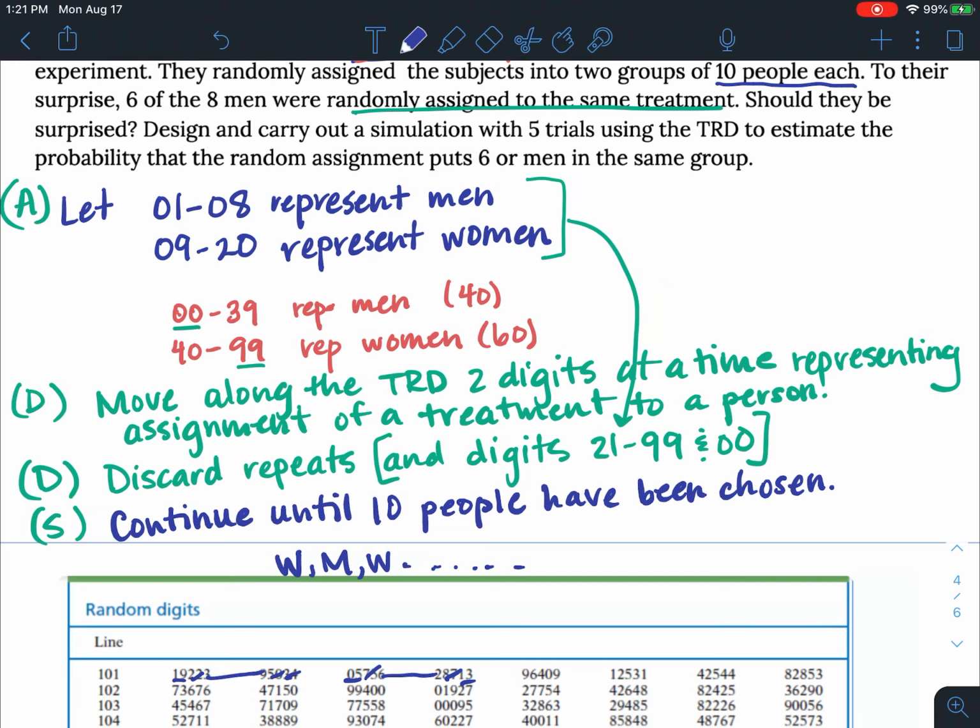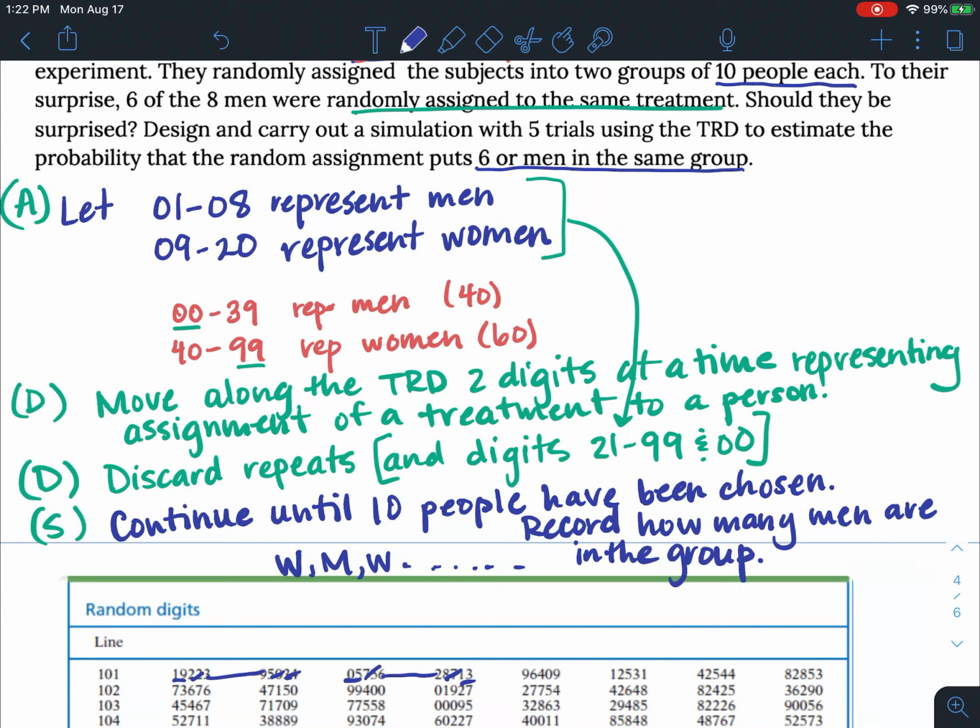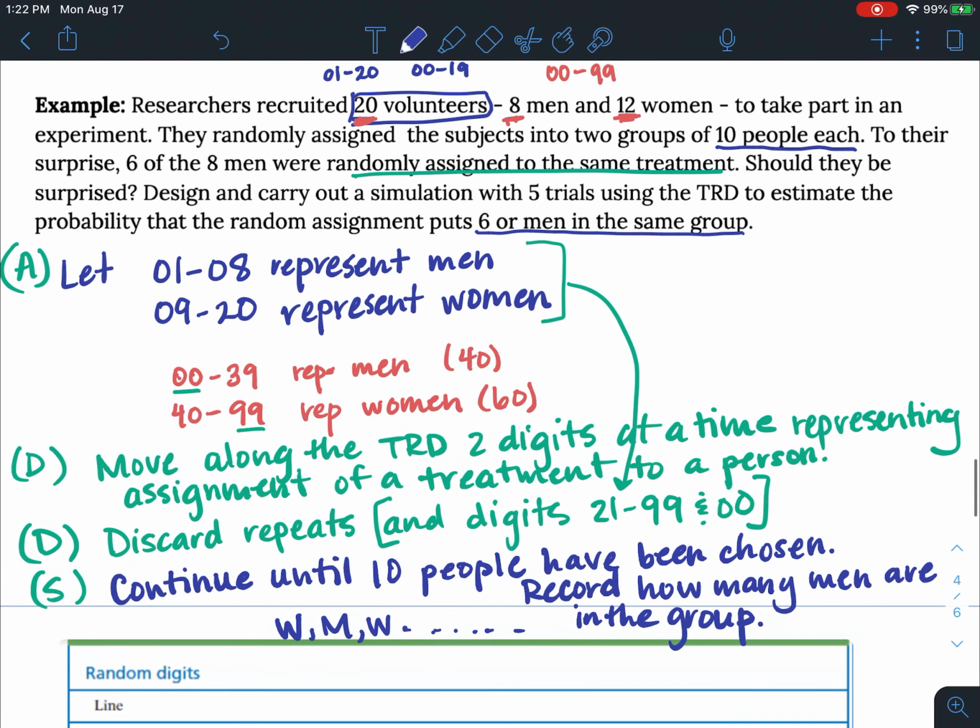Okay, and what are we going to write down? Well, remember, we're trying to figure out the probability that random assignment puts 6 or more men in the same group. So we need to, at the end, record how many men are in the group.